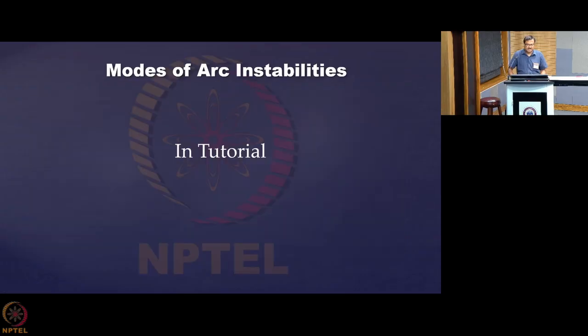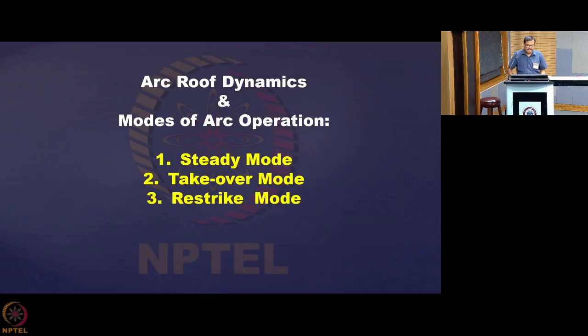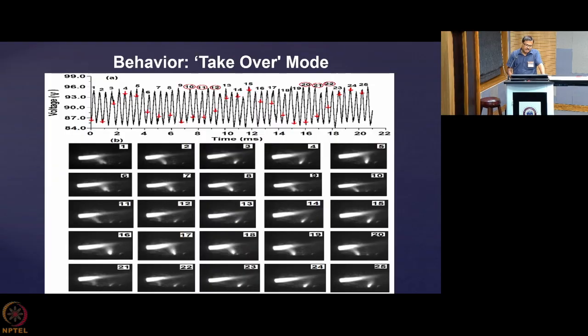So the different modes of instabilities that can originate in that: there are 3 different modes in which an arc operates. One is steady mode, one is takeover mode, and one is restrike mode. I'll just tell you what these modes are about, but I will not go into details. Those details I will be discussing in the tutorial.